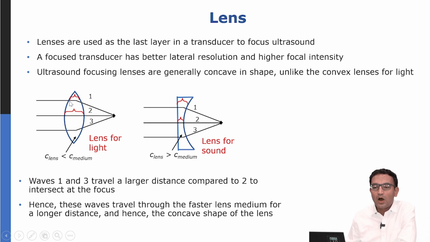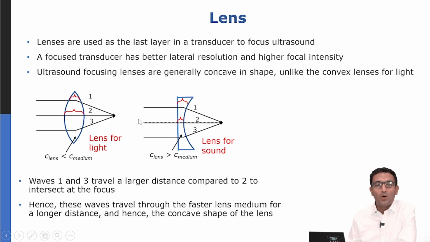They quickly get out of this slow medium, whereas ray 2 travels for a longer time in the thicker part of the lens. And thus, this retardation that we provide to ray 2, if we compute it properly, will allow all of them to arrive together at the focal point in phase.